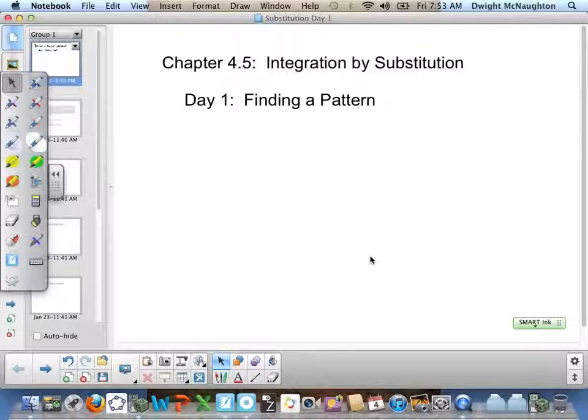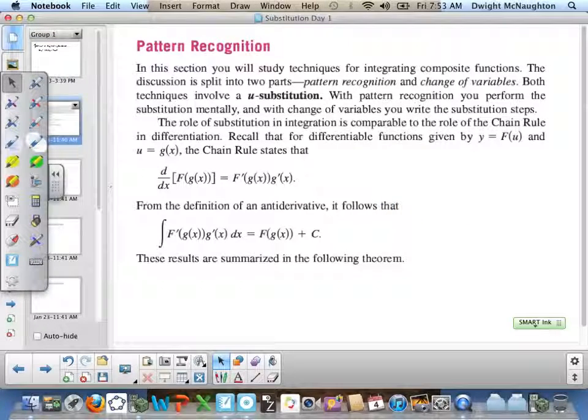Chapter 4.5, Integration by Substitution. Day 1, Finding a Pattern. Up till now, all our antiderivatives have been pretty simple and straightforward. Today we're going to see a little bit more complexity in our antiderivatives.